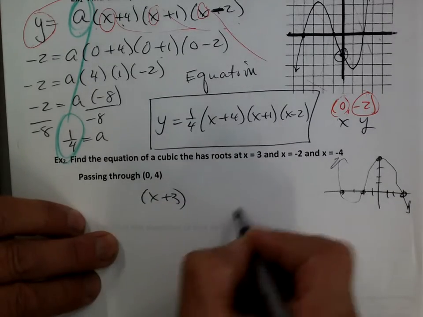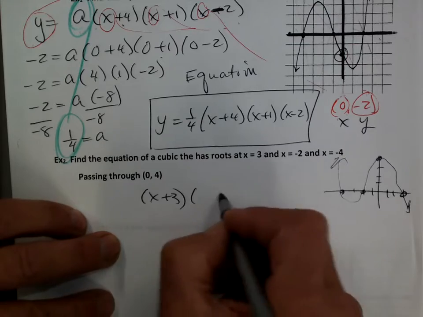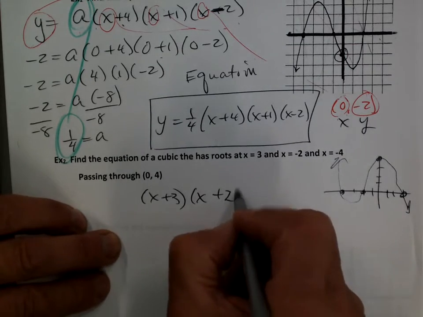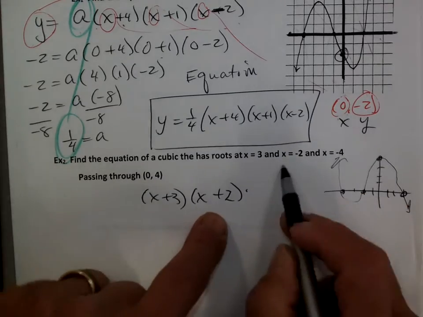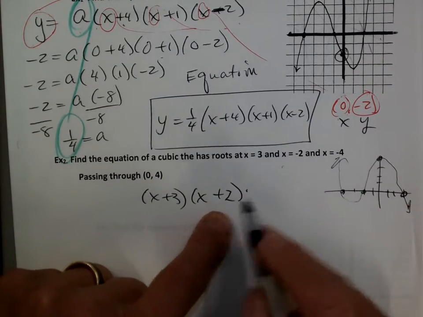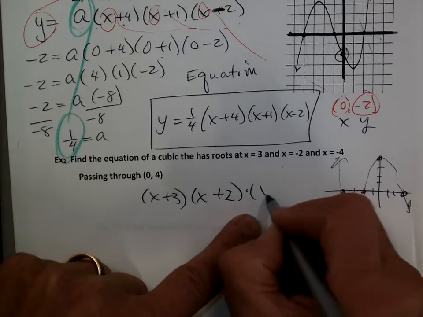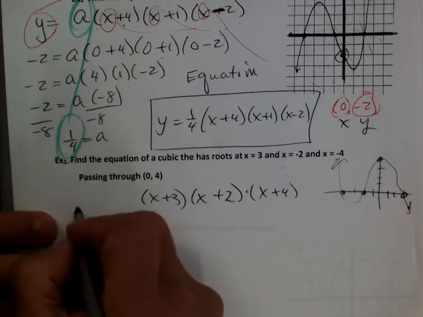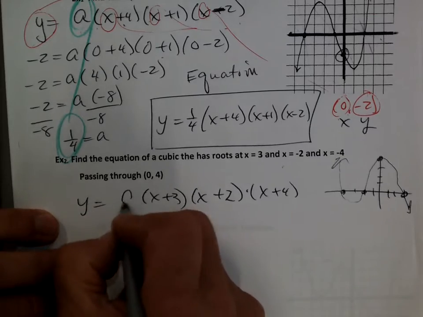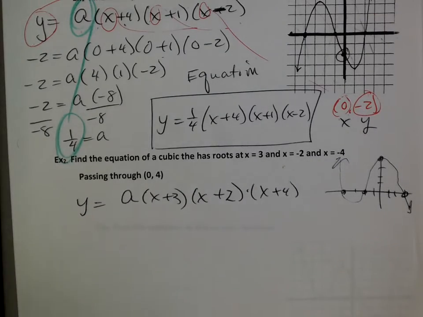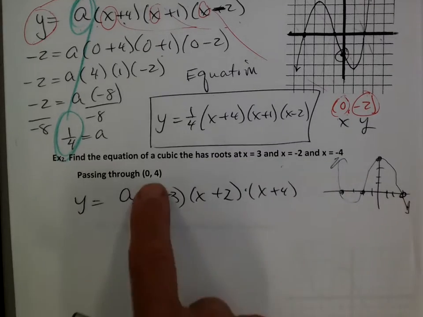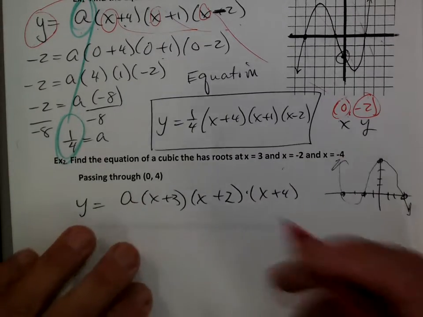To have an x equals negative 2, it would have had to come from an x plus 2. And finally x plus 4 to give me the negative 4. Okay? So to give it the right shape, we have some value a that will probably be negative in this case, and we need to find the value of a that makes it go through the point 0, 4.